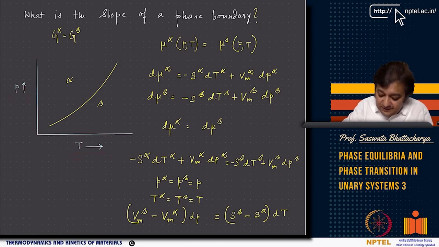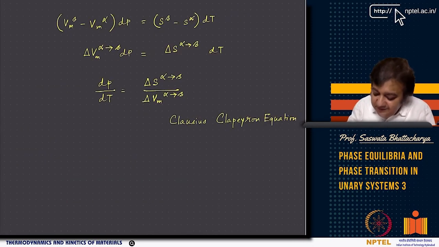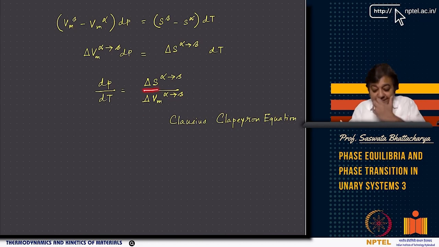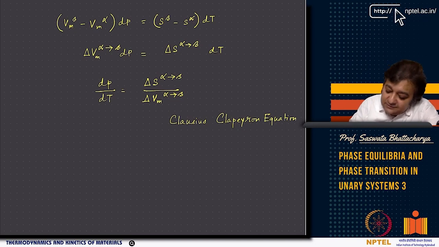So this curve, if you look at the slope of this curve, is P as a function of T, right? How P changes as a function of temperature is what is plotted. Now, as you can see, the slope of this curve at any point is given by dP dT, and dP dT is nothing but delta S alpha to beta over delta Vm alpha to beta. So this is the entropy of transformation, and this is the change in molar volume during transformation from alpha to beta. Remember again, delta S alpha to beta is the same as delta S beta to alpha, only there is a negative sign, similarly for delta V.